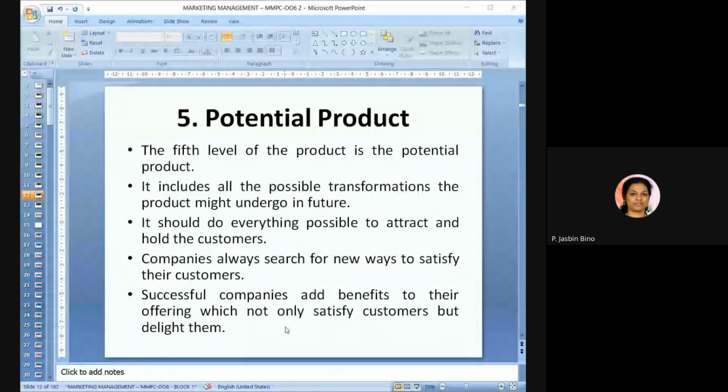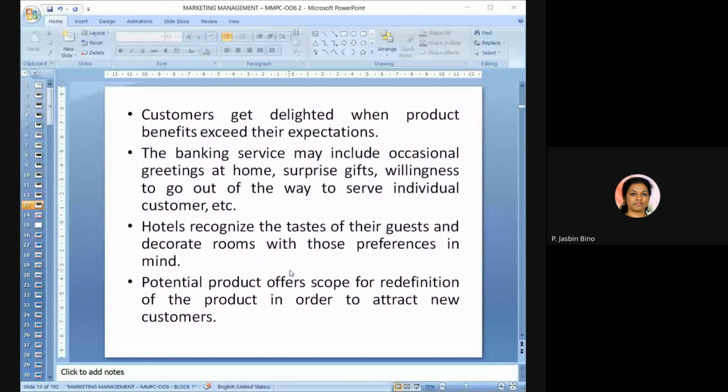The next one is the potential product, the fifth level of the product. It includes all the possible transformations the product might undergo in the future. It should do everything possible to attract and hold the customers. Companies always search for new ways to satisfy customers. Successful companies add benefits to their offering which not only satisfy customers but also delight them. Customers get delighted when product benefits exceed their expectation.